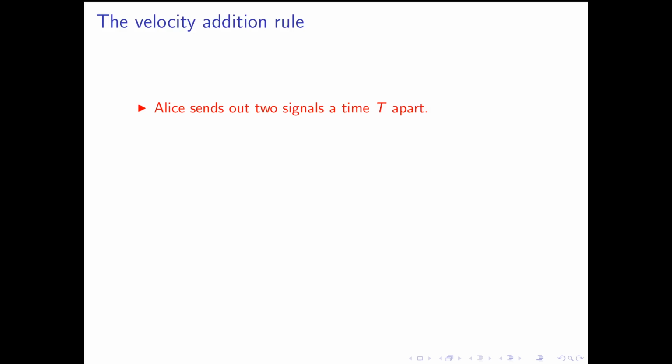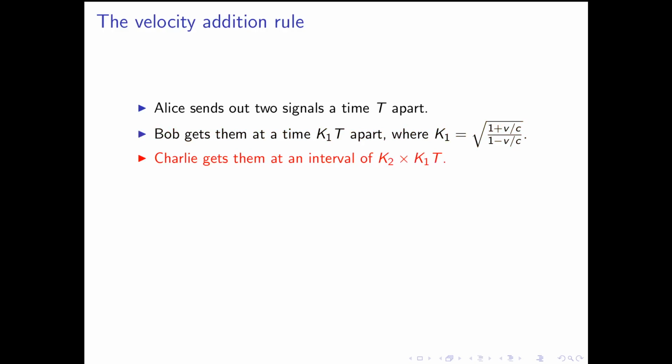Bob gets them k1 T apart, as we have said, where k1 of course is the square root of (1 plus v by c) by (1 minus v by c). But as far as Bob is concerned, you could just as well say that Bob has sent out these two light signals at a time interval of k1 T, according to Bob's watch. So when will Charlie receive them? Charlie will receive them at a time interval of k2 times whatever interval Bob sends them at. That's what Charlie's Doppler factor with respect to Bob means. So Charlie gets the light pulses at an interval of k2 times k1 times T. So Charlie's Doppler factor with respect to Alice is simply given by k1 times k2. So the Doppler factor of Charlie with respect to Alice is nothing but the Doppler factor of Charlie with respect to Bob times the Doppler factor of Bob with respect to Alice. This follows immediately from the definition of the Doppler factor.